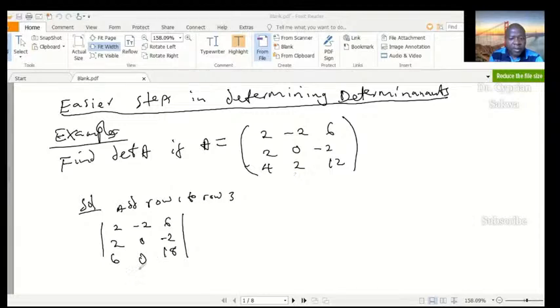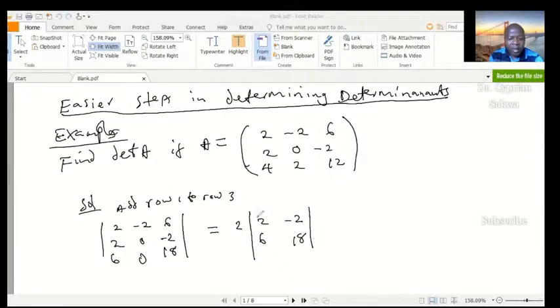So you can now see that this column has two zeros. So I can find my determinant along this column. So that means I'll have these two here. Remember, it's plus, minus. So that minus and this gives me that positive. And when I delete the row that has these two and the column that has these two, I write what I'm left with. The matrix that I'm left with is 2, 6, negative 2, 18.